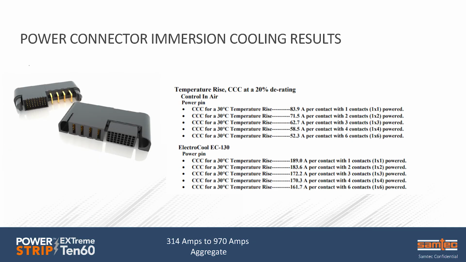Another series to look at is our ET60, or our power connectors. These go a step farther. In air, if we fully populate 6 power blades, we get 52.3 amps per pin. If we fully submerge this connector, we go up to 161 amps per pin. So we go from 314 amps aggregate to 970 amps aggregate over those 6 pins.